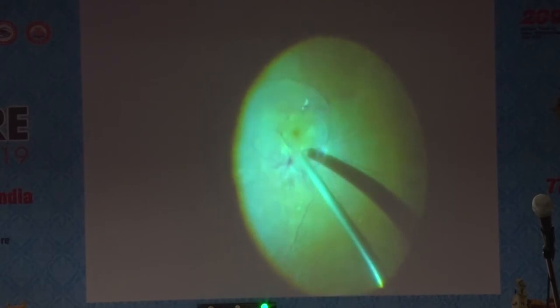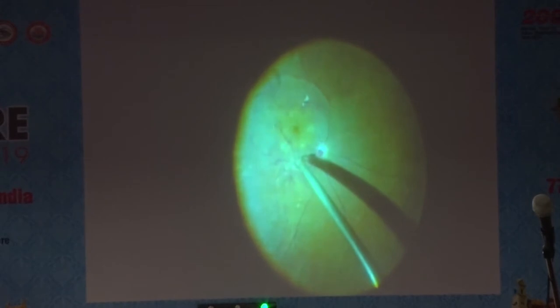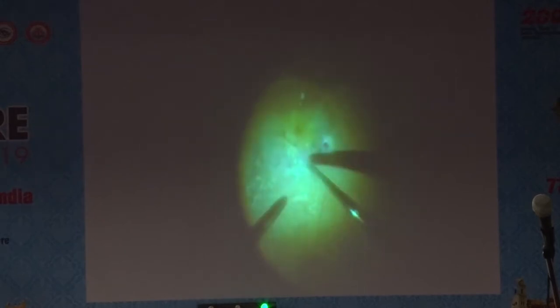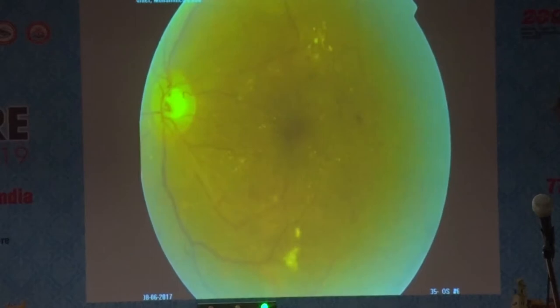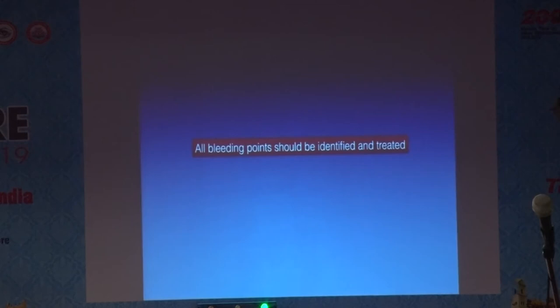Just do a little bit of hypotony and see if there is any bleeder or not. I think it's very vital. If you don't do this, then next day, neither the doctor will see inside anything, nor the patient will see outside. So it's better to spend 30 seconds, switch off the infusion, do the hypotony, and identify the bleeder like that. Again, reconfirm whether it's stopped or not, or you do the laser again. I think it's a very vital, simple point. So next day, if you do that, then the eye is like that. So first point, a simple point, please identify all the bleeding points at the end and treat them.